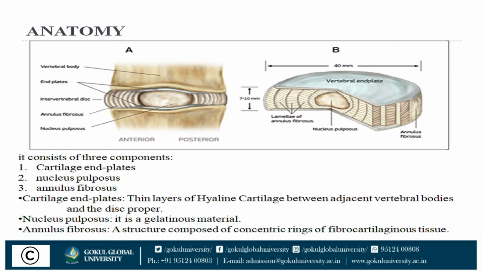The nucleus pulposus is a gelatinous material which lies a little posterior to the central axis of the vertebra. It is enclosed in the annulus fibrosus, a structure composed of concentric rings of fibrocartilaginous tissue. The nucleus pulposus is normally under considerable pressure and is restrained by the crucible-like annulus. The posterior longitudinal ligament is a strap-like ligament at the back of the vertebral bodies and the disc.